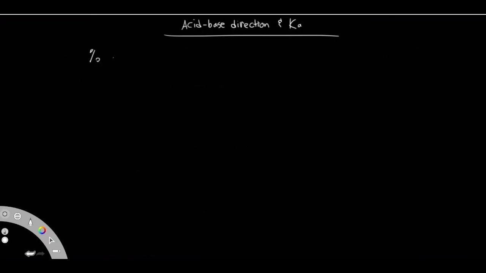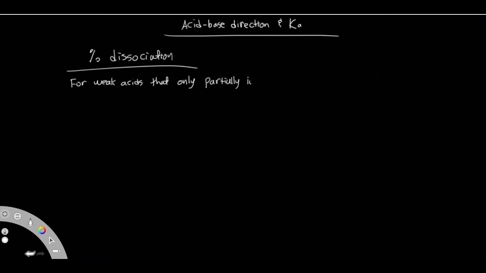Now, there is one more formula that I want you to look at. It's the percent dissociation formula. Why is this going to be important? Because for weak acids that only partially ionize, we have to look at this kind of formula.